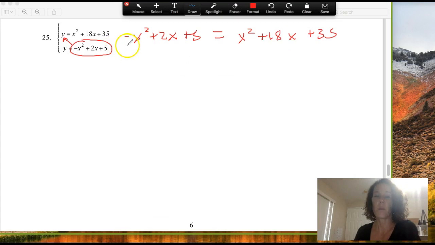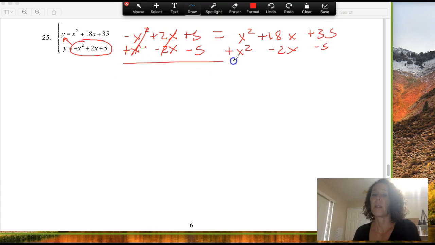Let's get everything to one side. So we're going to add x squared to this side, and that's going to give me 2x squared. I'm going to do it all at once. Subtract 2x from this side, and then subtract 5 from this side. So I did it all at once, and then this all becomes 0.